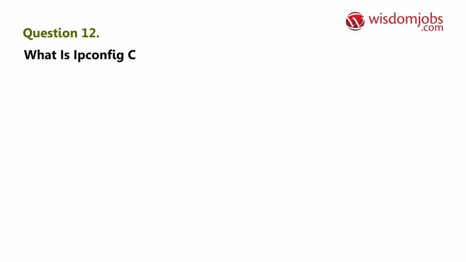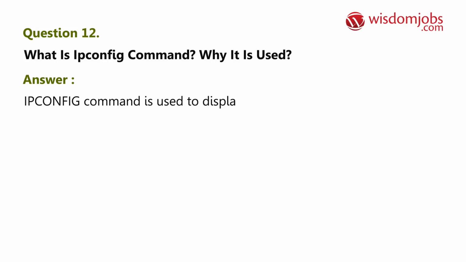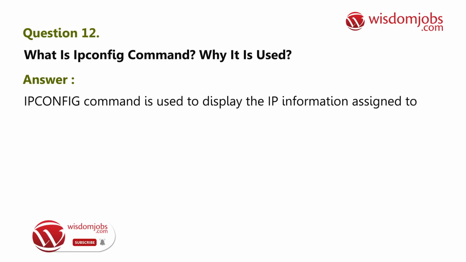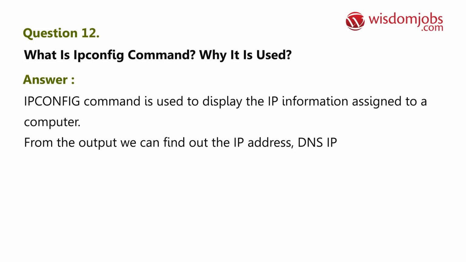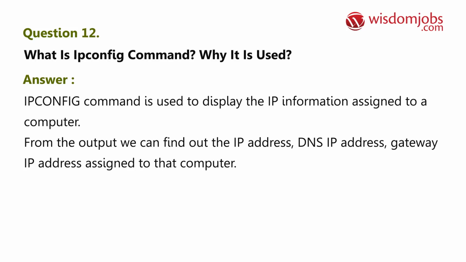Question 12. What is the ipconfig command? Why is it used? Answer. The ipconfig command is used to display the IP information assigned to a computer. From the output we can find out the IP address, DNS IP address, and gateway IP address assigned to that computer.